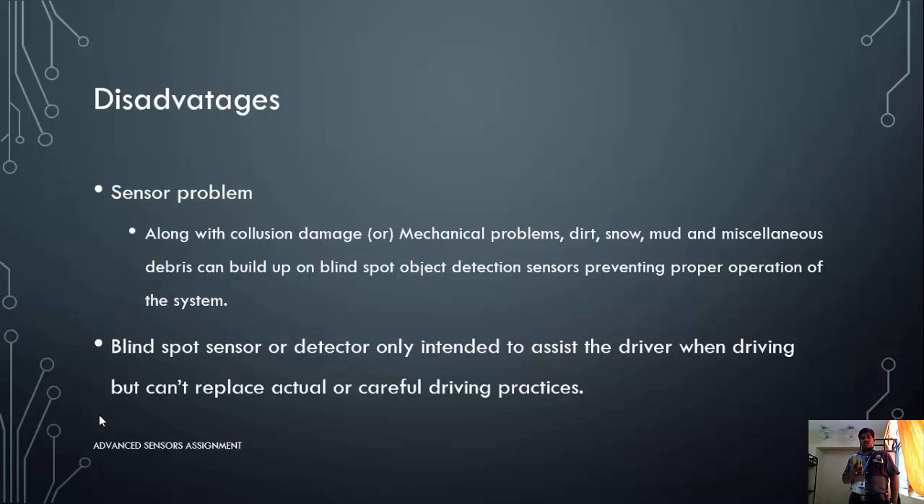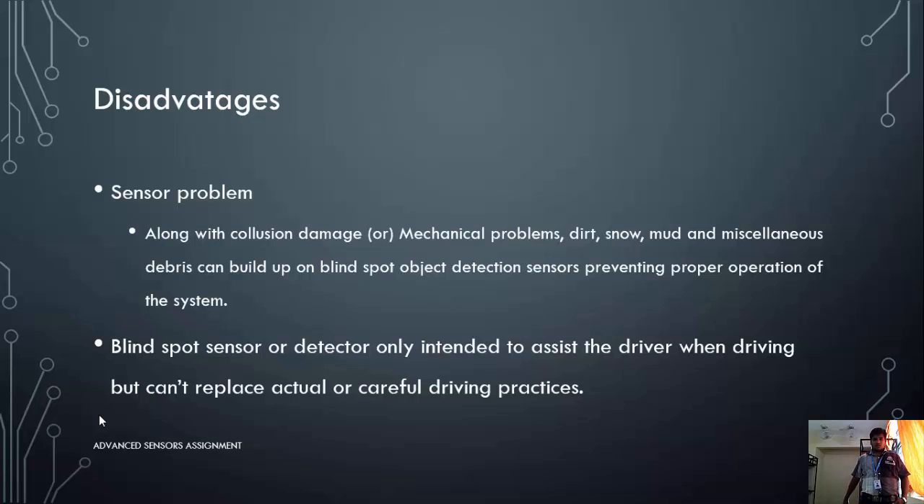Dirt, snow, mud, and miscellaneous debris can build up on blind spot object detection sensors, preventing proper operation of the system. Due to environmental conditions, a layer will form on the sensor, since it has to produce electromagnetic waves. Due to this dust and dirt, the range will be reduced, and it will not clearly use perfect radio signals.